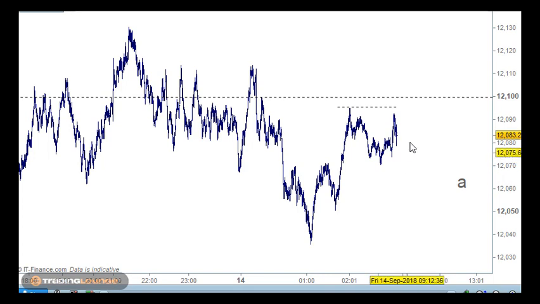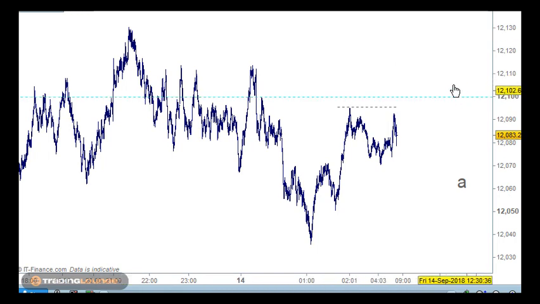So if you wanted to go long, then wait for 12,100 to go long on, because then you would know that this is corrective, and then if this gets taken out here, we know this is corrective, and we know this high will be taken out here.